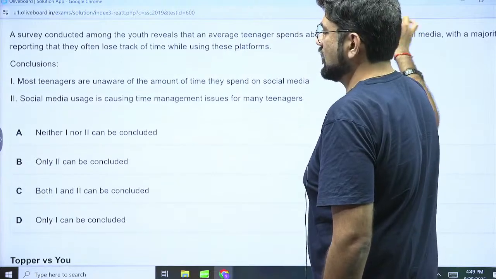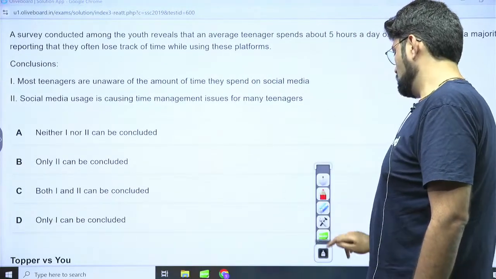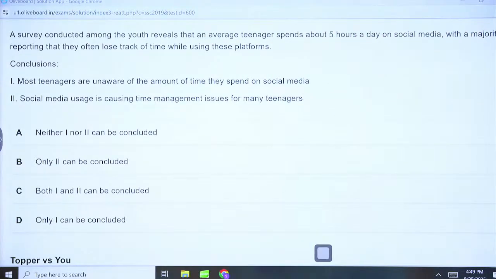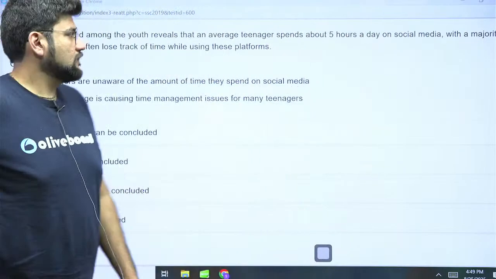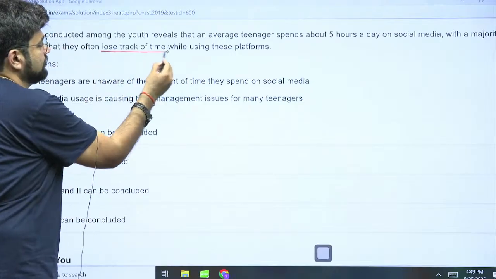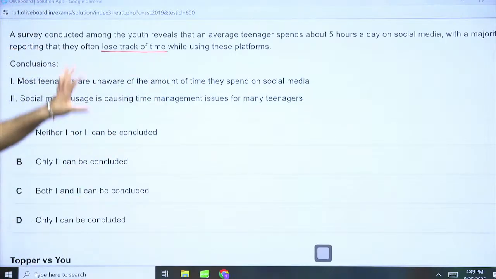Next, a situation, or I would say a statement only. Don't read it any differently. A survey conducted among the youth reveals that an average teenager spends about 5 hours a day on social media, with a majority reporting that they often lose track of time while using these platforms. Now there is a keyword given to you here: misinterpreting keyword. Lose track of time. Now I'll tell you why I have underlined this.